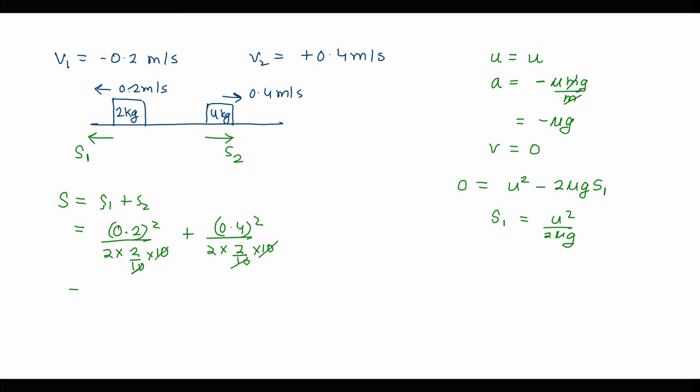From here we get the values 0.1 and 0.4, and the total comes out to be 5 centimeter. So the separation between them after the collision is 5 centimeter, or 0.05 meter. With this we have come to the end of the problem solving session for center of mass and collision.